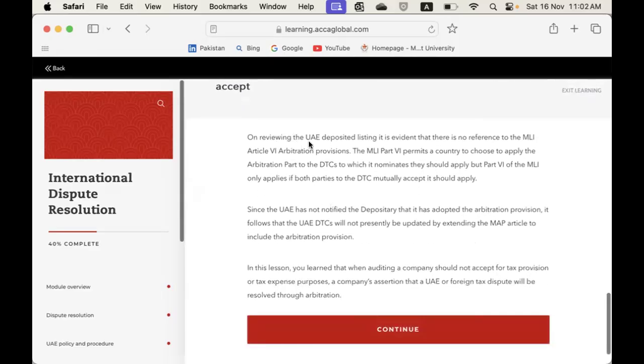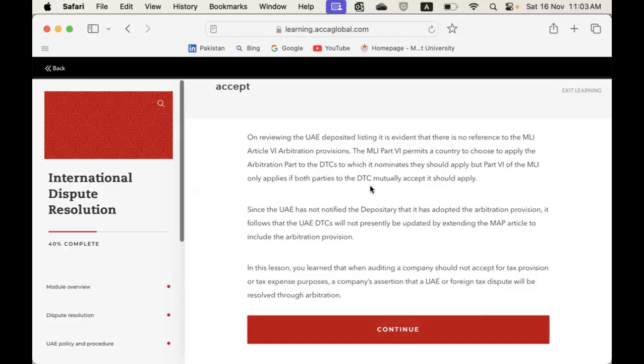On reviewing the UAE deposited listing, it is evident that there is no reference to the MLI Article 6 arbitration provisions. The MLI Part 6 permits a country to choose to apply the arbitration part to the Double Tax Convention to which it nominates they should apply, but Part 6 of the MLI only applies if both parties to the Double Tax Convention mutually accept it.